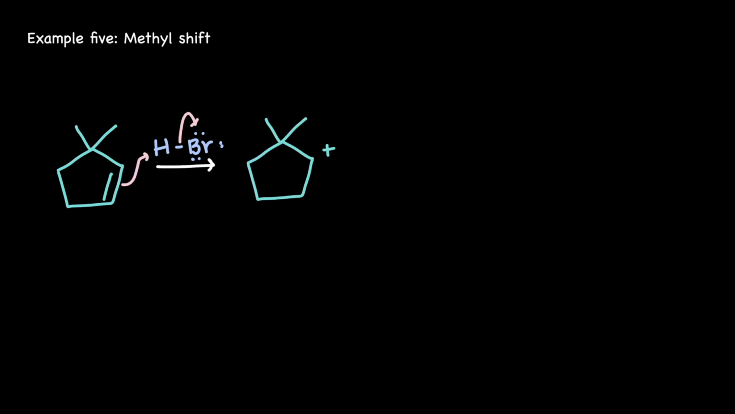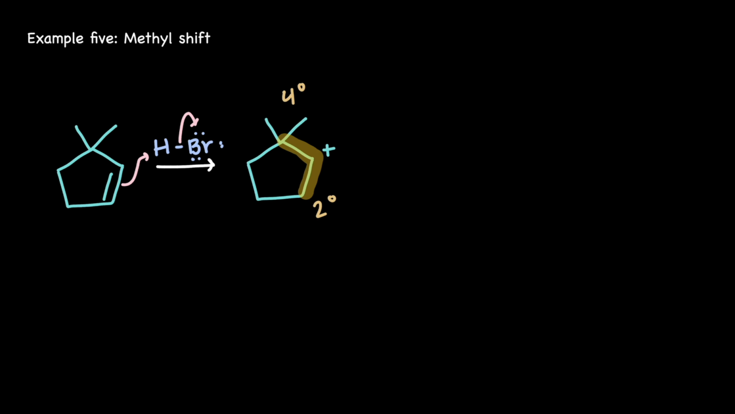Example 5. Methyl shift in a ring. 3,3-dimethylcyclopentene reacting with HBr. The double bond attacks the hydrogen from HBr and the bromide leaves. Now we can look at the carbons next to our carbocation. One neighboring carbon is secondary, but the carbon bearing the methyl group is quaternary because it is attached to 4 other carbons. The carbocation we have now is secondary.